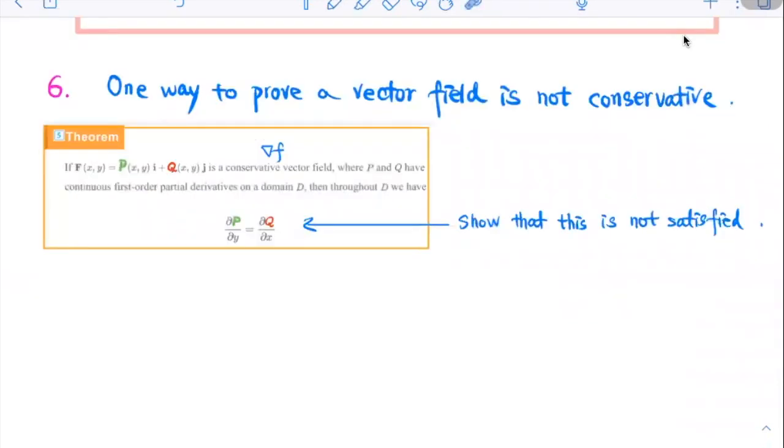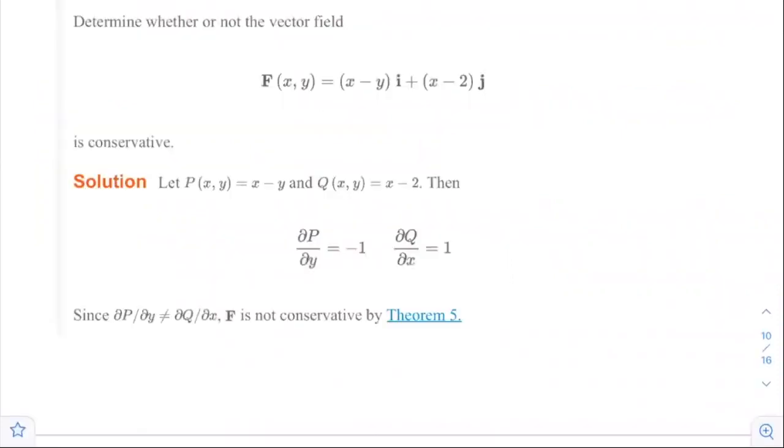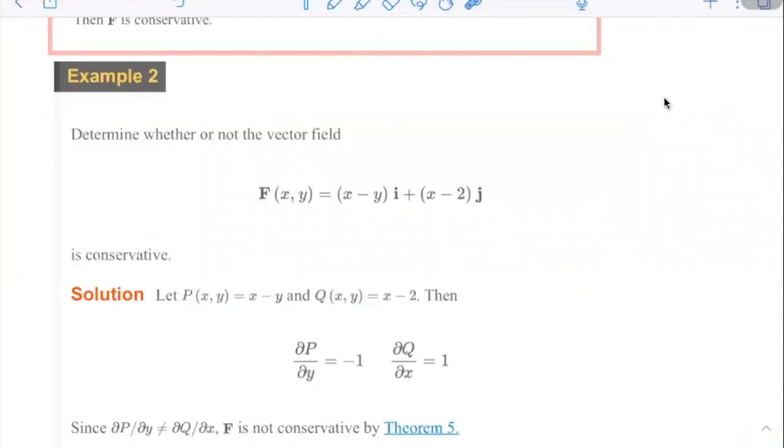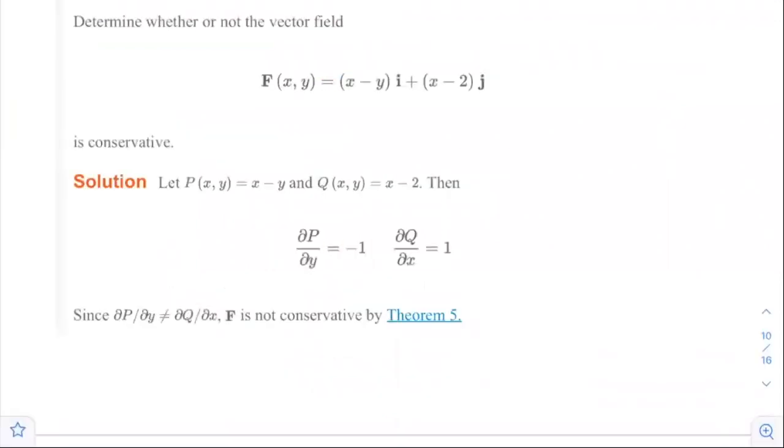So one way to prove a vector field is not conservative is to prove that the partial derivative of P with respect to y is not equal to the partial derivative of Q with respect to x, to show that this is not satisfied, which is what we have done in example 2. In the example we went over, we showed that the partial derivative of P with respect to y is not equal to the partial derivative of Q with respect to x. Therefore, this vector field is not conservative.